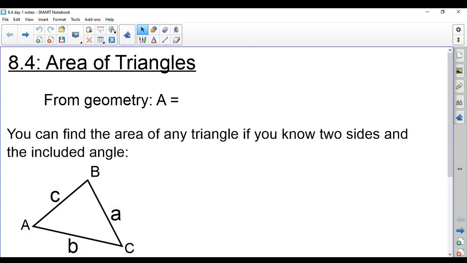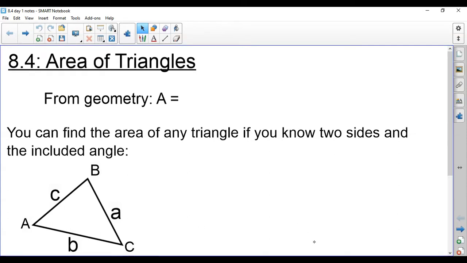For today, we're going to look at one more section of Chapter 8, which is areas of triangles. You'll be doing problems with these area formulas today and tomorrow, and then on Wednesday, there will be a quiz on law of cosines and area of triangles.